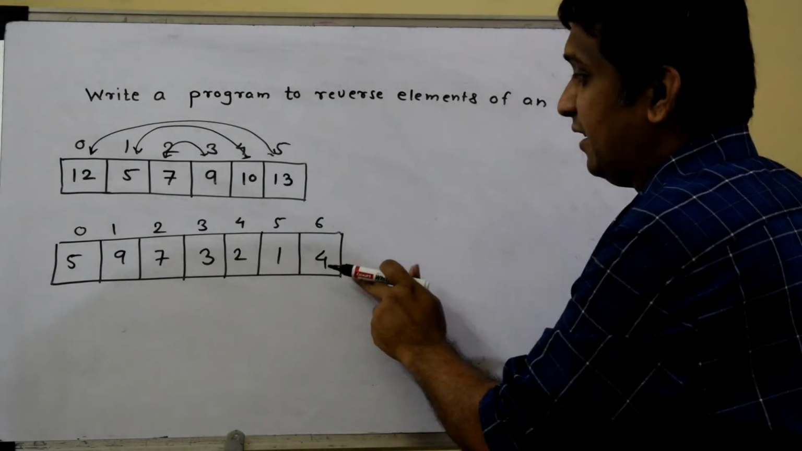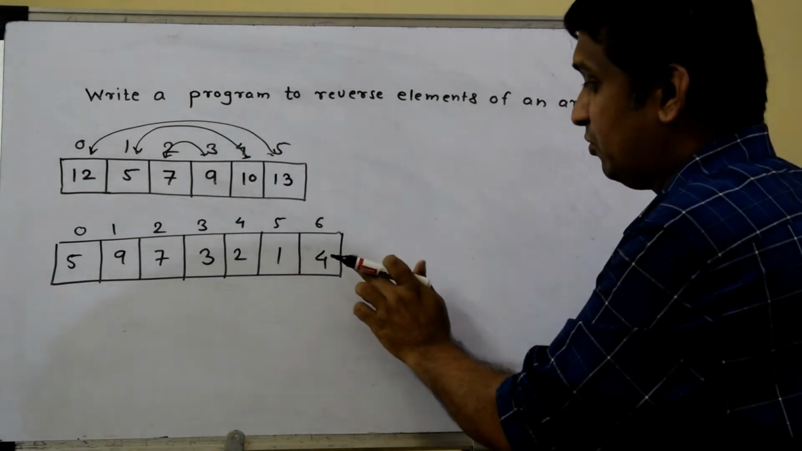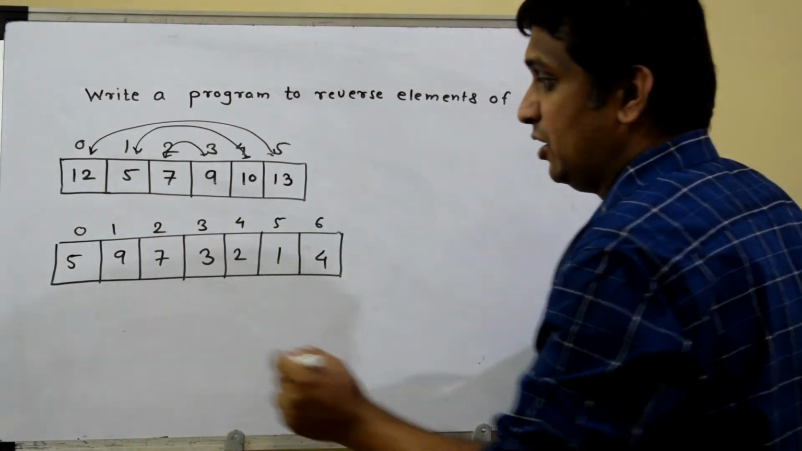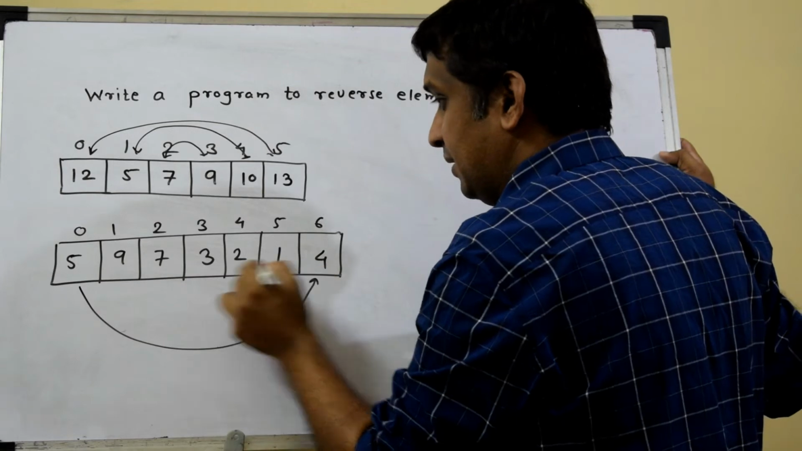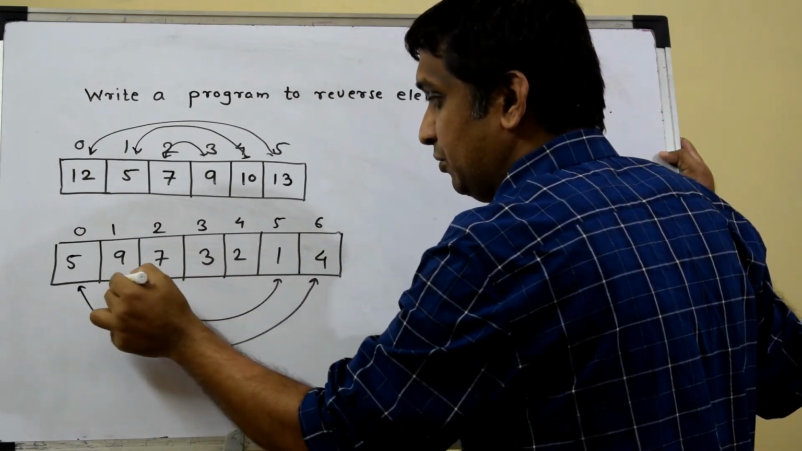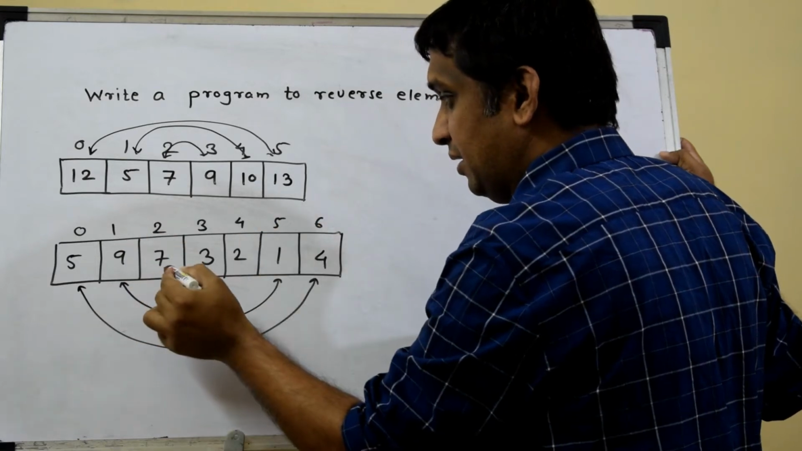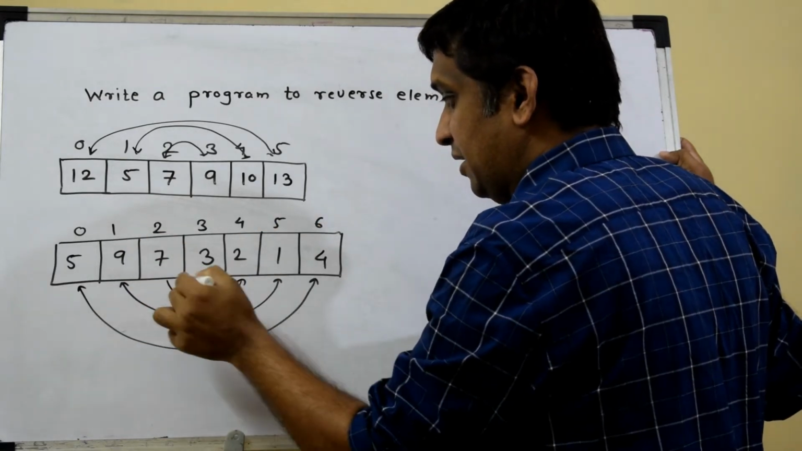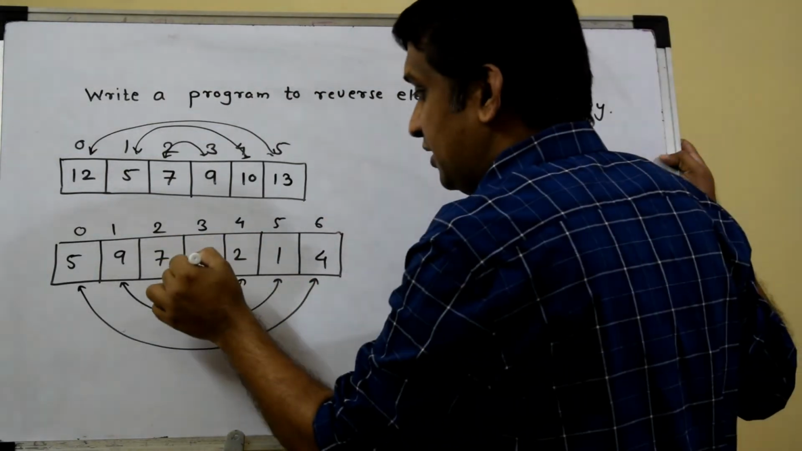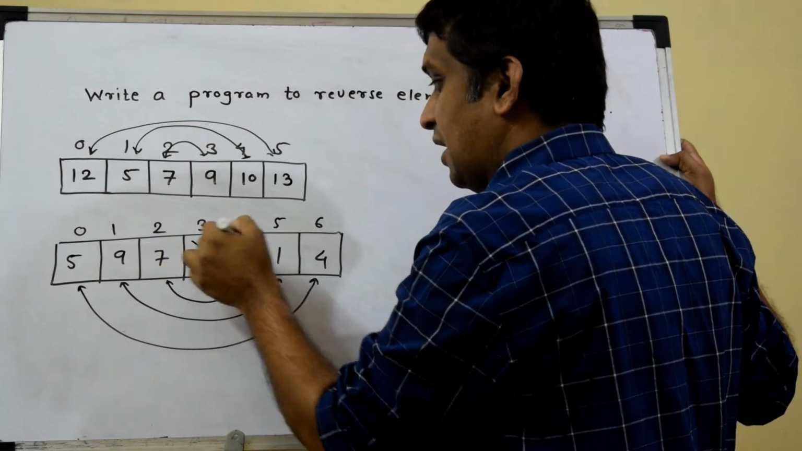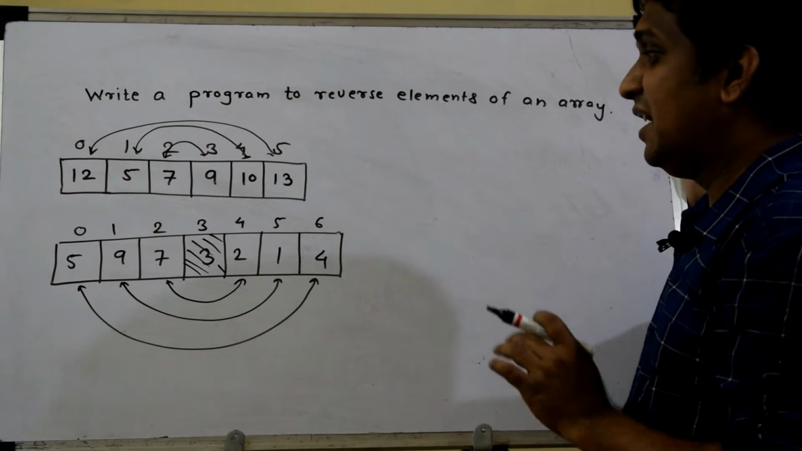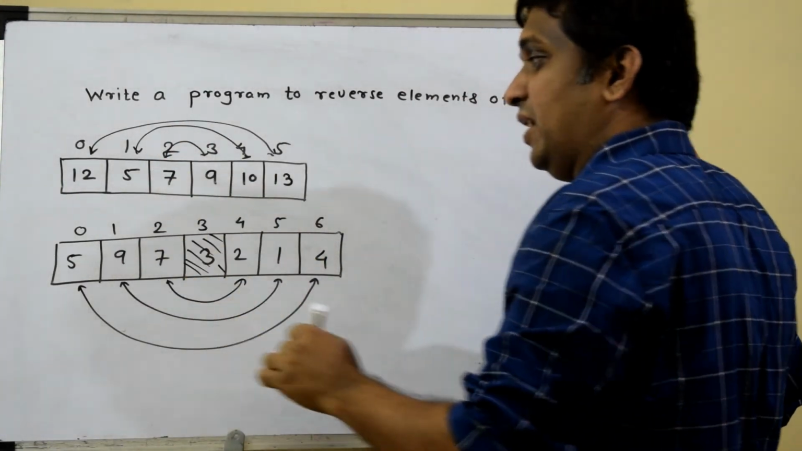What about the second array? If I want to reverse the elements of the second array, then I need to interchange this 5 with 4. So these two elements I need to swap. Then I need to swap these two elements, first element with 5th position element, and these two elements, second position element with 4th position element. Now this is the single element remaining, which I need not swap with any other element. That means I need to swap the elements till half of the array.